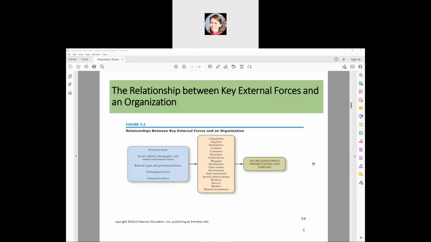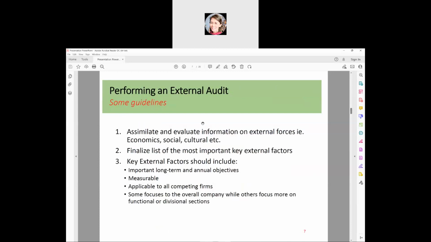Okay, now quickly moving on to the next slide. Performing an external audit. This basically explains the process of performing an external audit. The process of performing an external audit must involve all managers and employees, as many as possible. As we have emphasized in earlier chapters, involvement in the strategic management process can lead to understanding and commitment from every organizational member. This is very important.